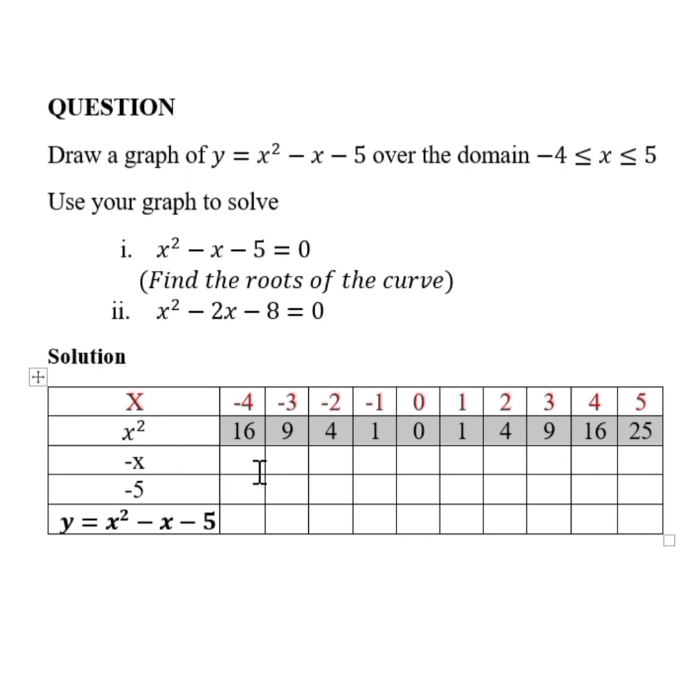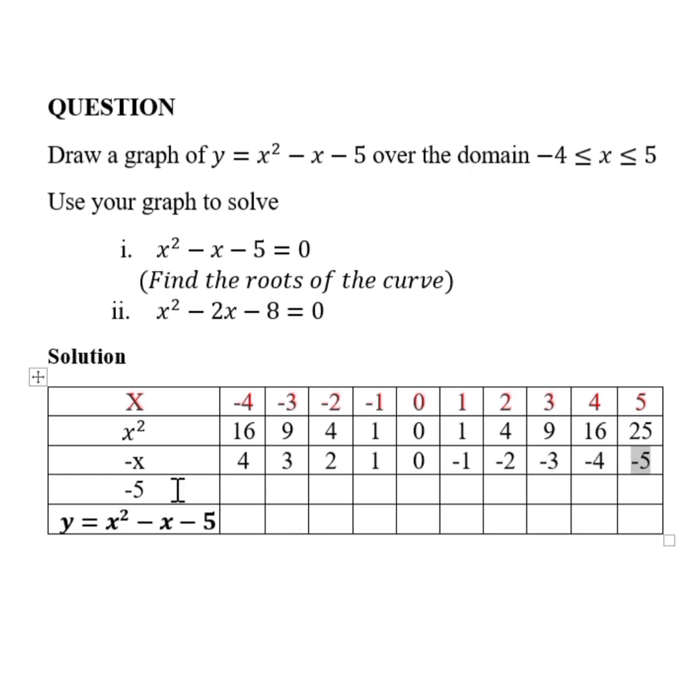Now this second one, -x, means you take the value that is here and reverse it, or you multiply by -1. So -4 times -1 will give us 4. This one times -1 will give us 3. Then this will give us 2. This will give us 1. And this will give us 0. And then minus x, where x is 1, so minus of that is -1. Then -2, -3, -4, and then -5.